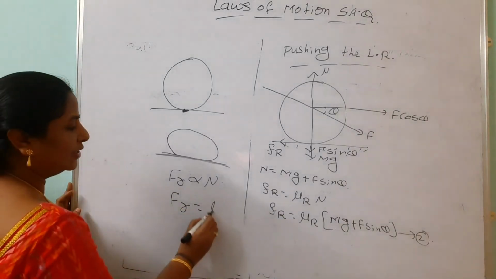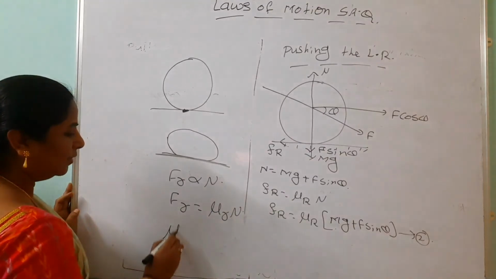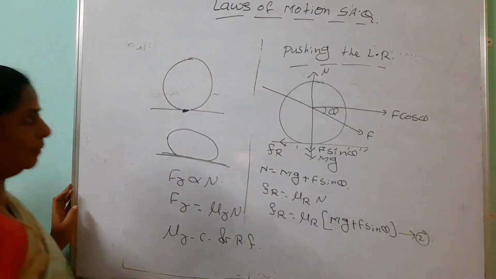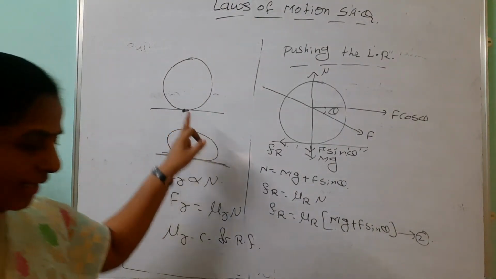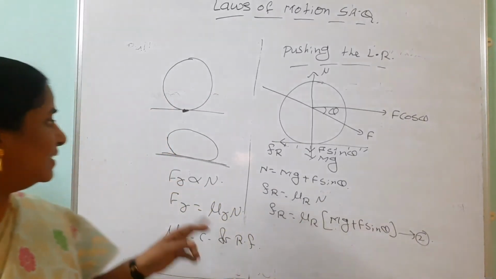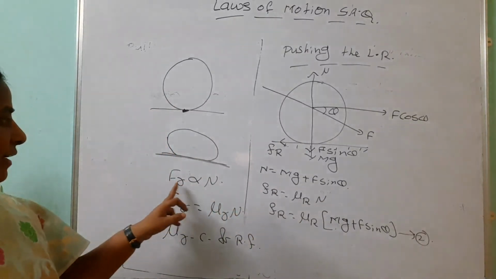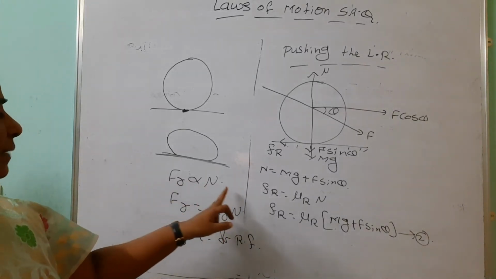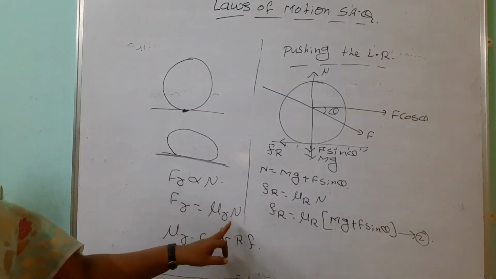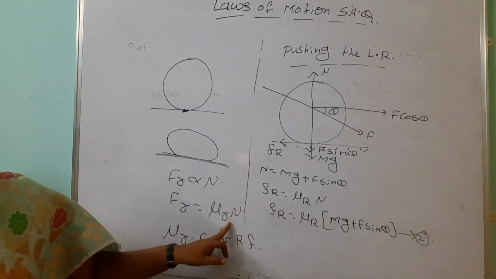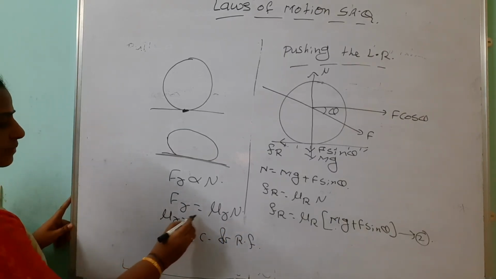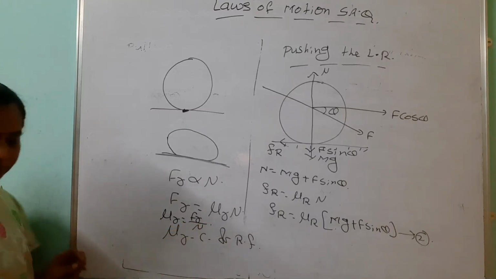Here you are getting one constant, mu r into N. Here mu r is called the coefficient of rolling friction. Once again I am repeating, if less area of contact, less rolling friction. If more area of contact, more rolling friction is there. And what is the relation between friction and normal reaction? Both are directly proportional to each other. Here you are getting one constant, that is called the coefficient of rolling friction, represented by mu r. So mu r equals Fr by N. This is the constant. Mu r equals Fr by N.